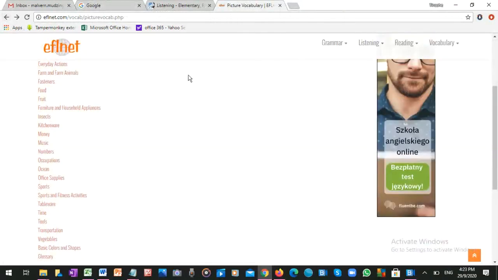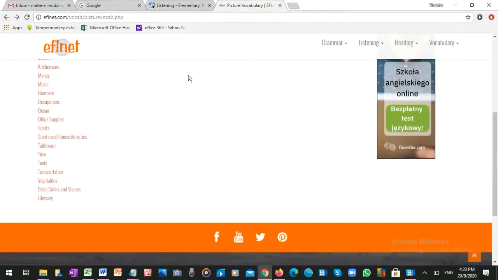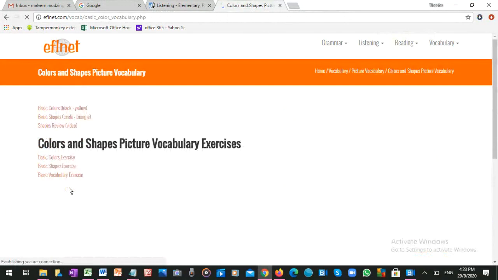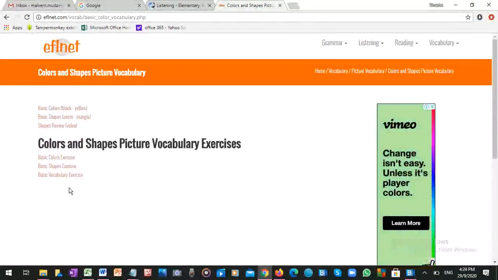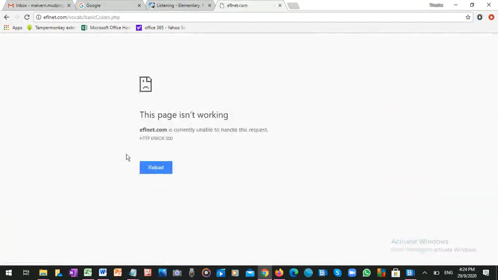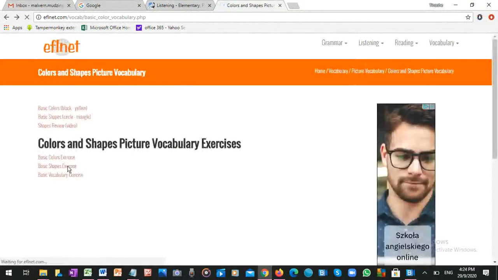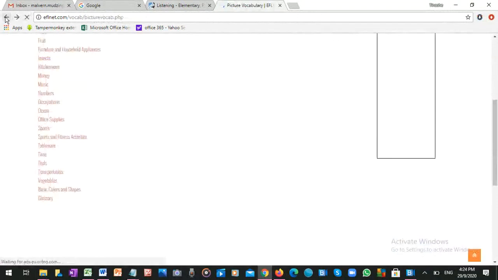We still have some time. Let's move on to basic colors and shapes exercises for the rest of the lesson, okay? Let's start with basic colors. Oh, this page doesn't work. Let's see shapes. Shapes doesn't work. All right, let's find something else. Let's do sports.